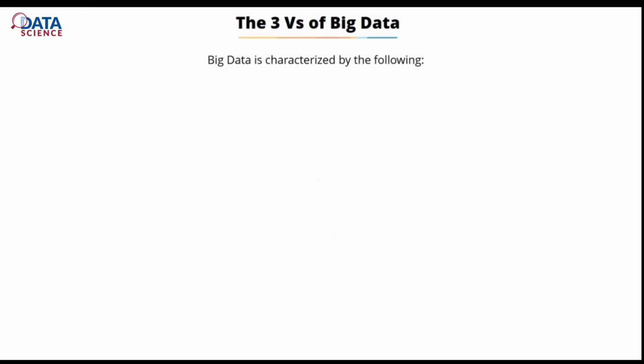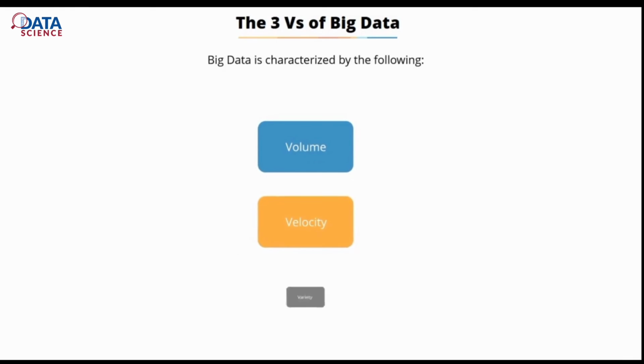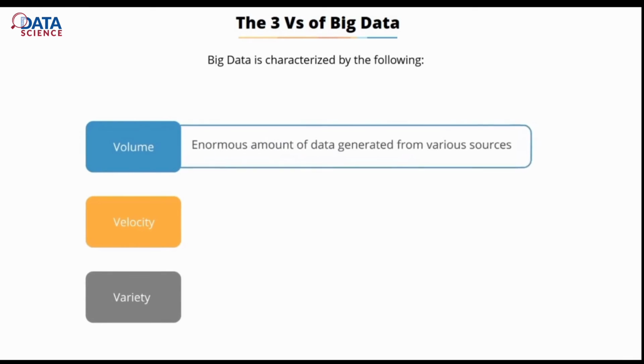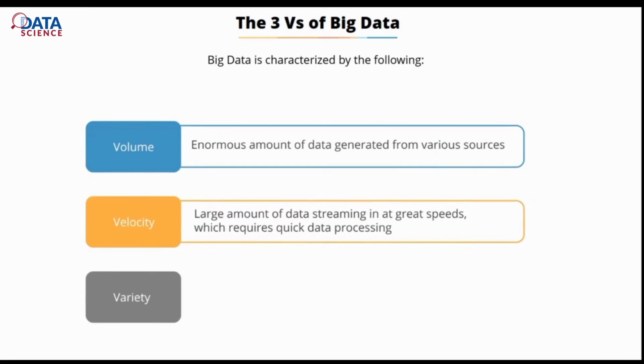Big data is usually referenced by 3 V's: volume, velocity, and variety. Volume refers to the enormous amount of data generated from various sources. Big data is also characterized by velocity. Huge amounts of data flow at a tremendous speed from different devices, sensors, and applications. To deal with it, an efficient and timely data processing is required.